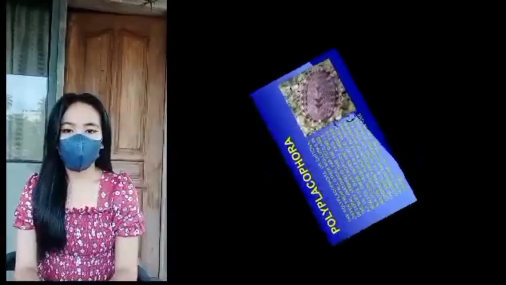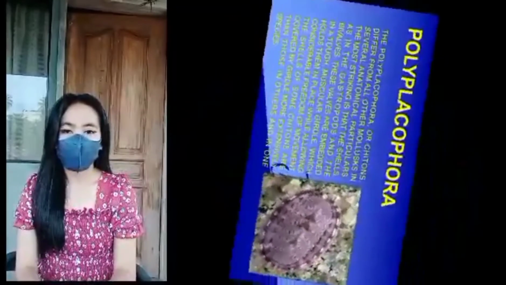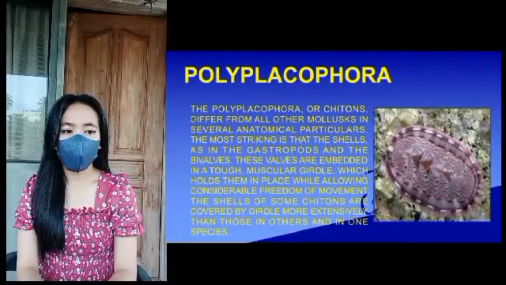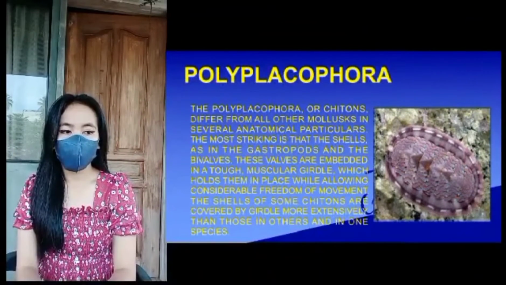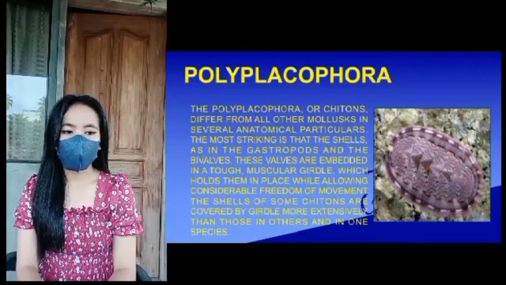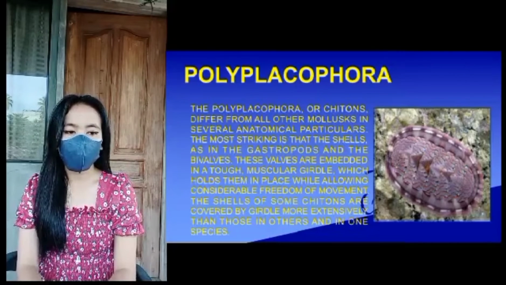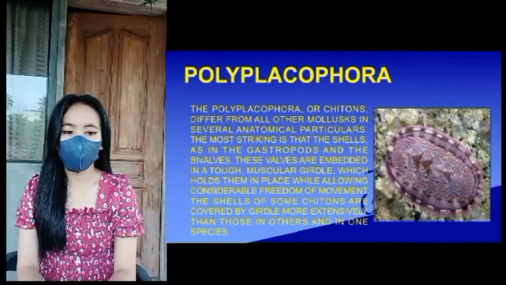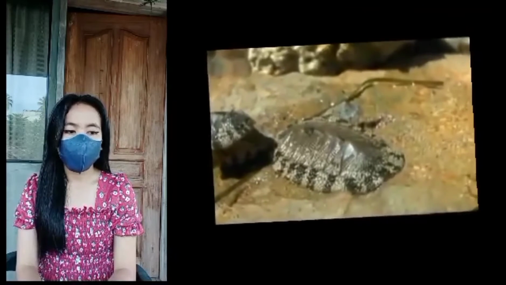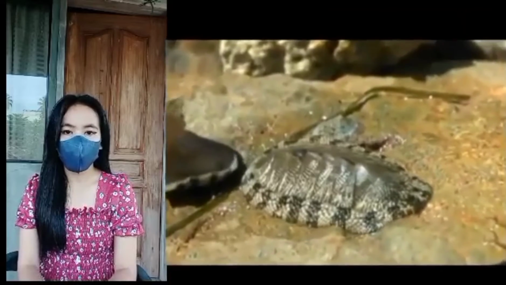So, the third class of phylum Mollusca is the Polyplacophora. The Polyplacophora, or chitons, differ from all other mollusks in several anatomical particulars. The most striking is the shell, which consists of eight valves, unlike in the gastropods and the bivalves. These valves are embedded in a tough, muscular girdle, which holds them in place while allowing considerable freedom of movement.